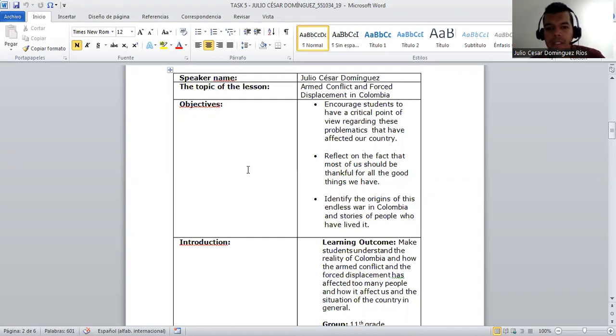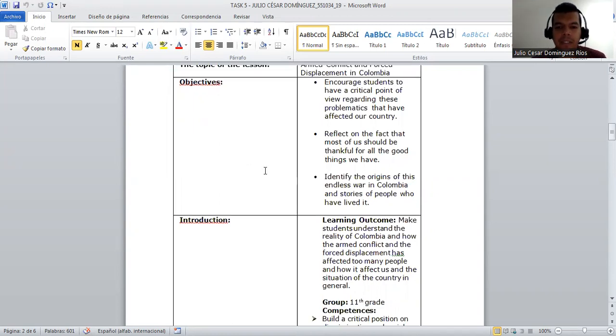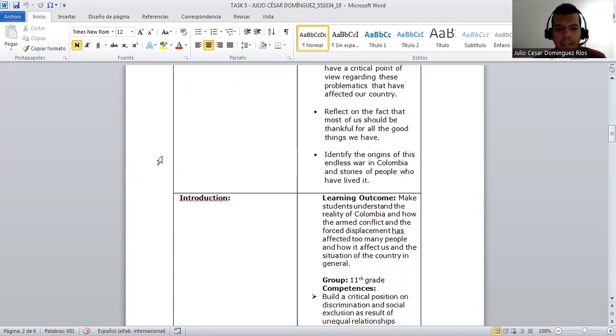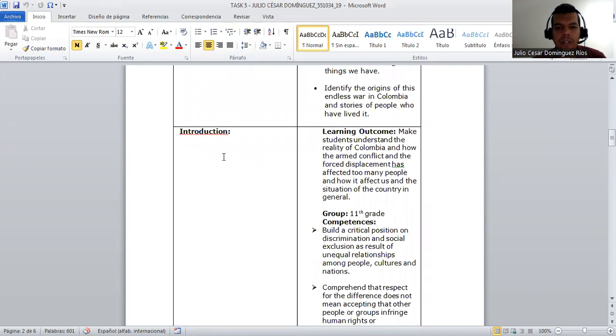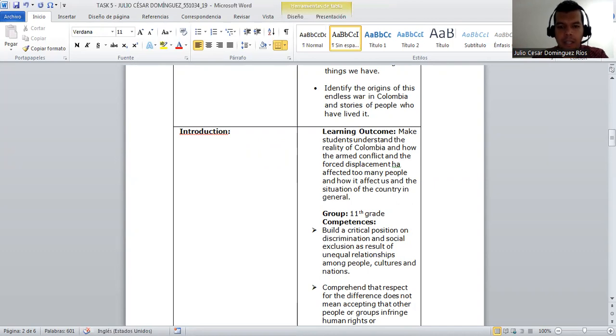Well, nowadays, our president is looking for a solution, or during the last 6 years, different presidents have been looking for that. As an introduction, the learning outcome is to make students understand the reality of Colombia and how the armed conflict and the forced displacement have affected too many people and how it affects us in the situation of the country in general.